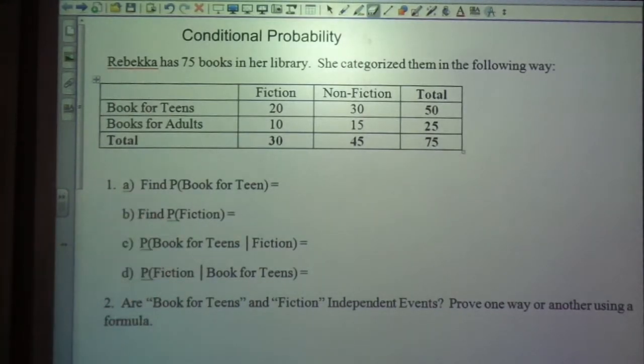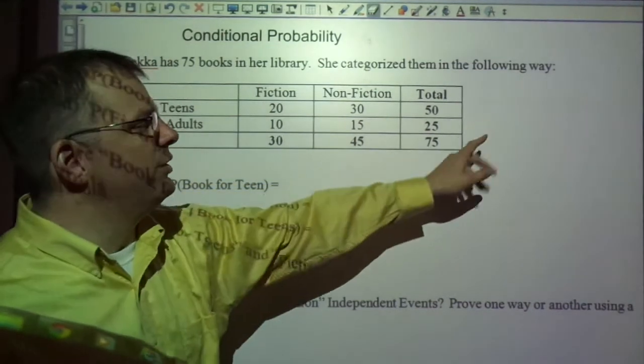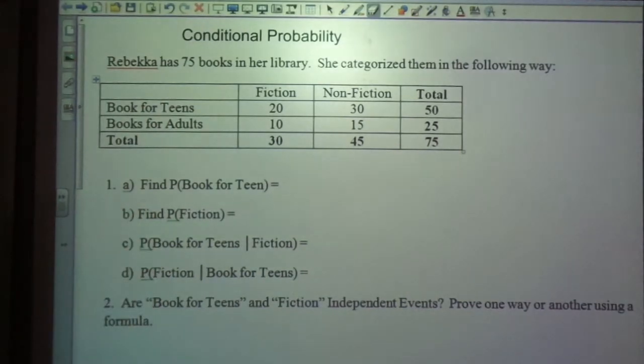The first thing, we always want to find the totals first if we have a two-way table. I've already done that for you. These are in bold, so we don't need to do extra totals. The totals are already here.